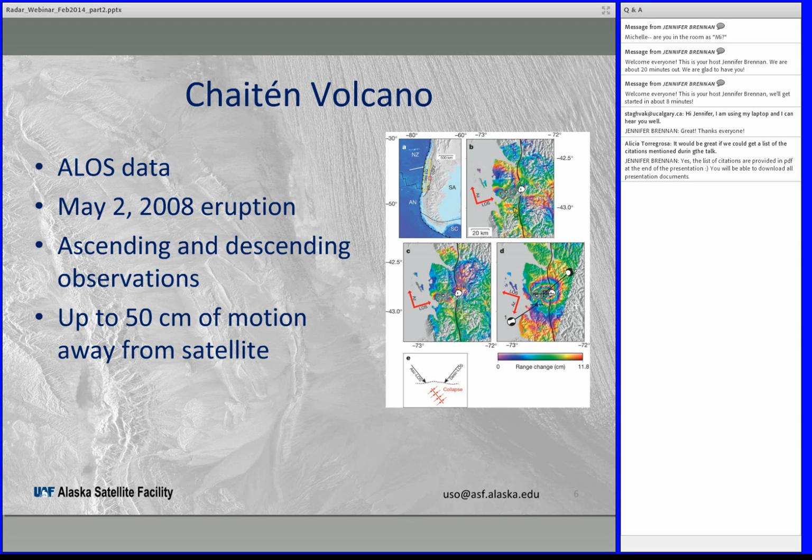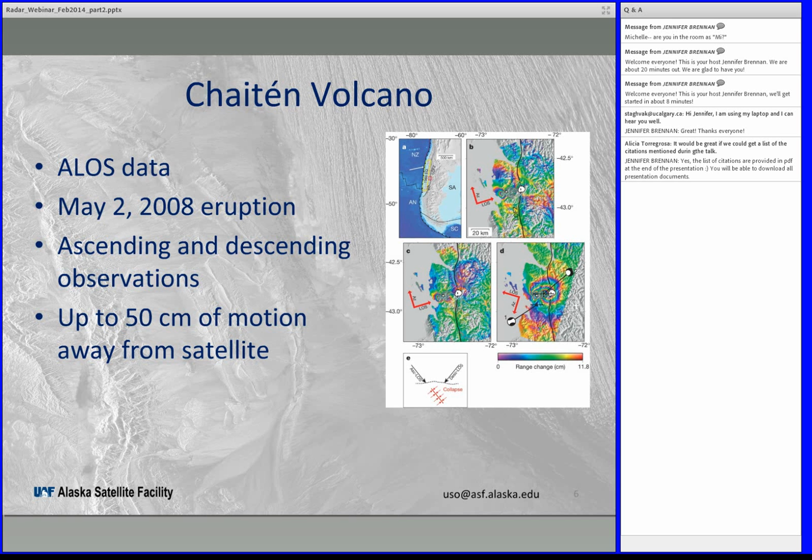Using observations made by ALOS, this project created interferograms, which are maps of the phase change, of surface deformation from both ascending and descending satellite observations. Ascending means the satellite was moving from south to north and looking to the east-northeast, while descending means the satellite was moving from north to south and looking to the west-northwest.